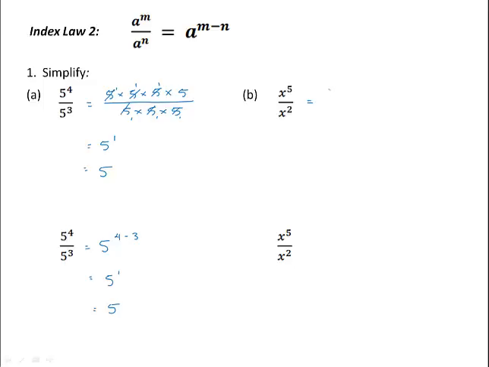Similarly, x to the power 5 divided by x to the power 2 would be x times x times x times x times x over x times x. We can cancel 2 of the x's in the numerator with the 2 in the denominator, and we find our answer is x cubed. Using the index law, that would be x to the power 5 take 2, or x to the power 3.